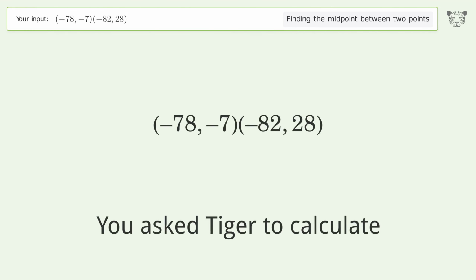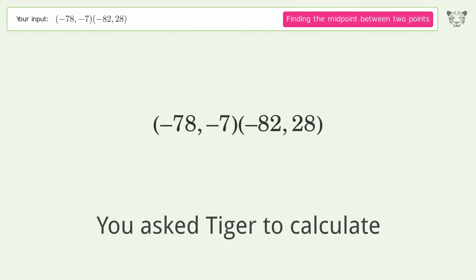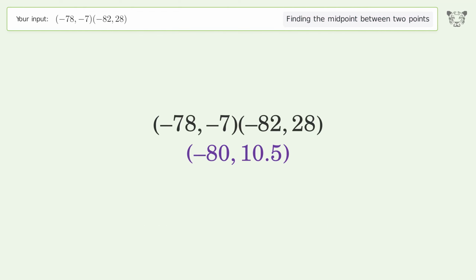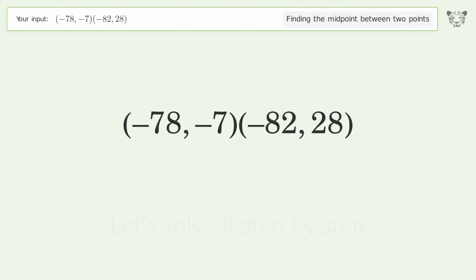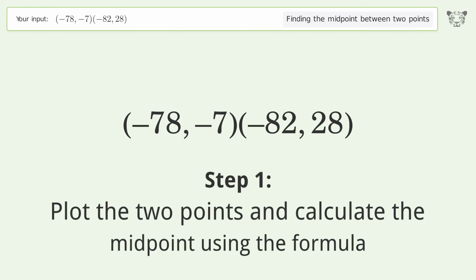You ask Tiger to calculate. This deals with finding the midpoint between 2 points. The midpoint between the 2 points is -80, 10.5. Let's solve it step by step. Plot the 2 points and calculate the midpoint using the formula.